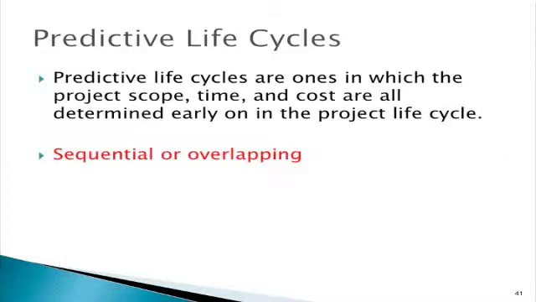Predictive life cycles. Predictive life cycles are those where the project scope, time, and cost are all determined early on in the project life cycle. These projects are either sequential or overlapping and are preferred when the project being completed is well understood and most of the planning can be done at the beginning of the project.